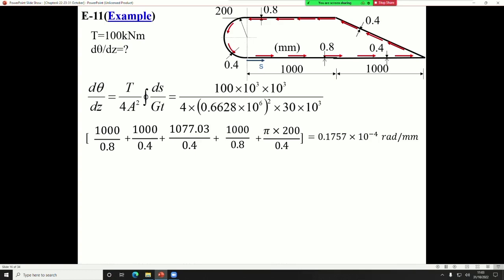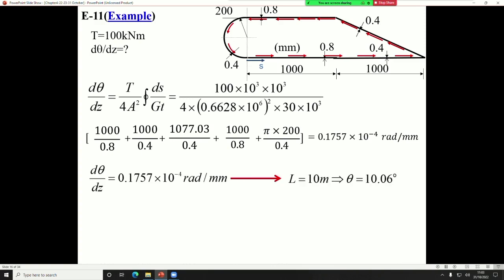So in that case, I multiply it by 10. The answer is in radians. Then I convert it to degrees. This is a relatively very high value because it has no reinforcement. It's just a single cell section. Yes, please.